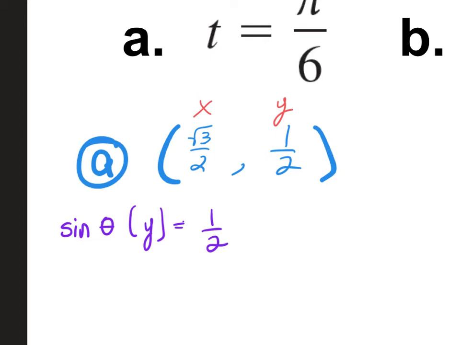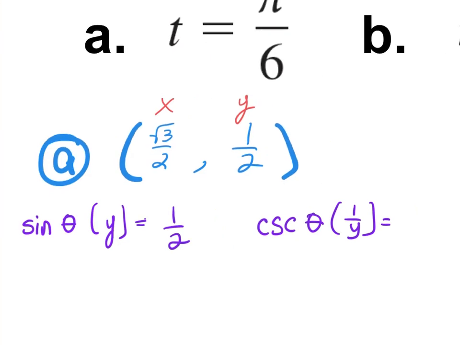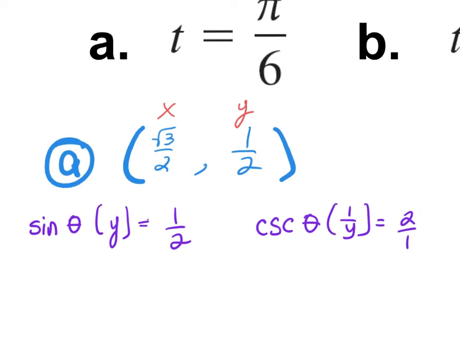Now, what's the reciprocal function to sine? What goes with sine? Cosecant. So over here, I'm going to say cosecant of theta. Well, what is the cosecant of theta? What do I remember from my chart? It's 1 over y, correct? So in a sense, you're just flipping 1 over 2. So what does it become? 2, or 2 over 1. That's it. Anybody have any questions so far?